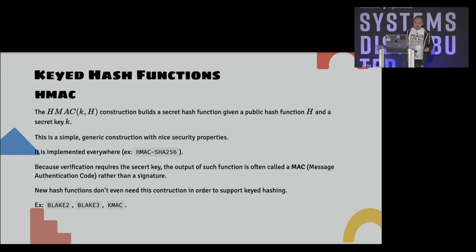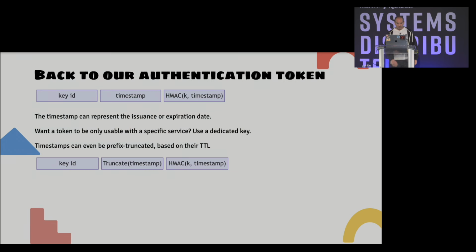So for an adversary, it's impossible to compute a valid proof without knowing the key. And with newer hash functions, you don't even need HMAC. They support the key by default, and this is more efficient. So same thing, this is something you can find in any programming language, a very classic construction. So what can we do?